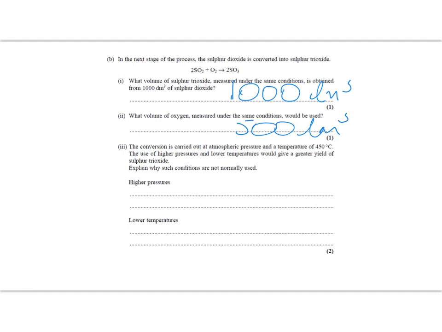Now it asks you here to evaluate the conditions that are used. So the use of higher pressures and lower temperatures gives a greater yield. Why would you not use a higher pressure? That's because high pressures generally are dangerous. So that would be a reasonable answer for that.